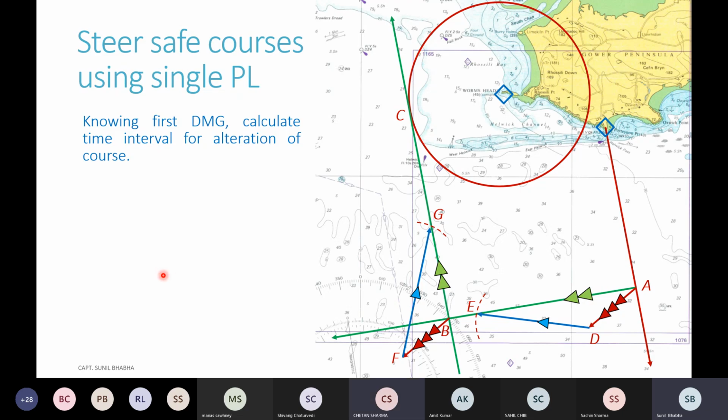Yes, sir. Clear, beta? Up to here, clear? Yes, sir. Okay, all right.